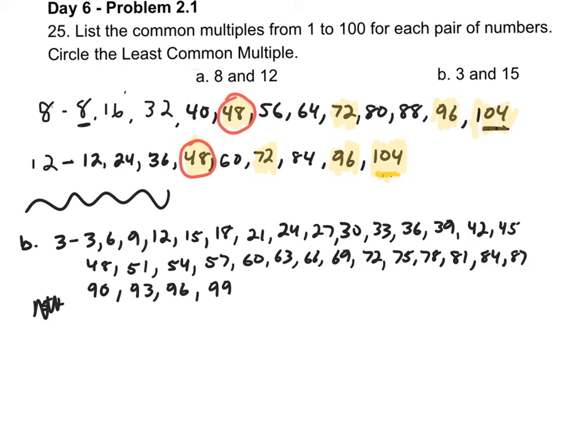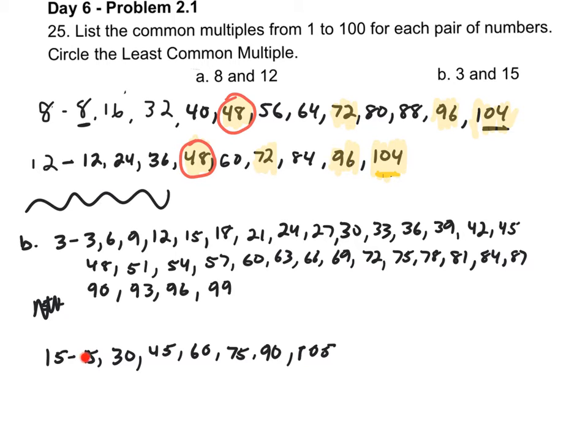I'm going to move this down here. 15 will be a little easier. So 15 times 1 is 15, 2 is 30, 3 is 45, 4 is 60, 5 is 75, 6 is 90, 7 is 105. All right, so let's do some highlighting in yellow of common multiples. Are there any common multiples? So I'm going to start here.